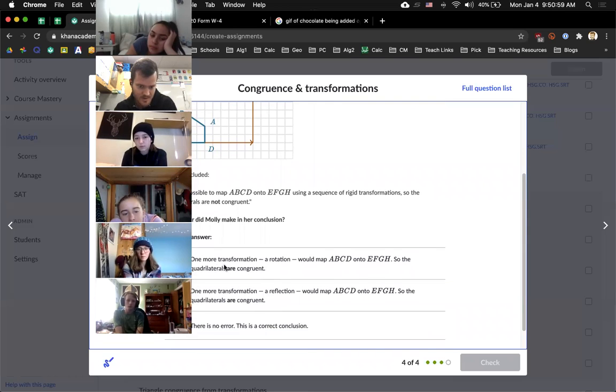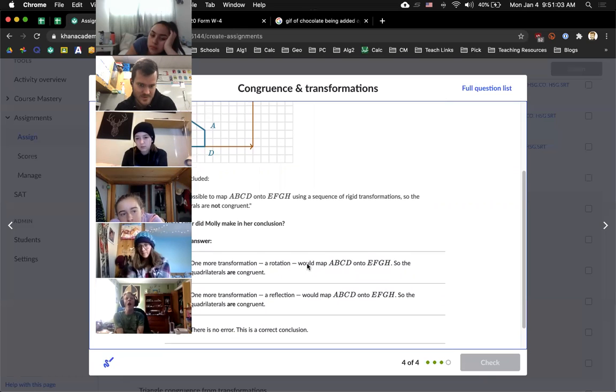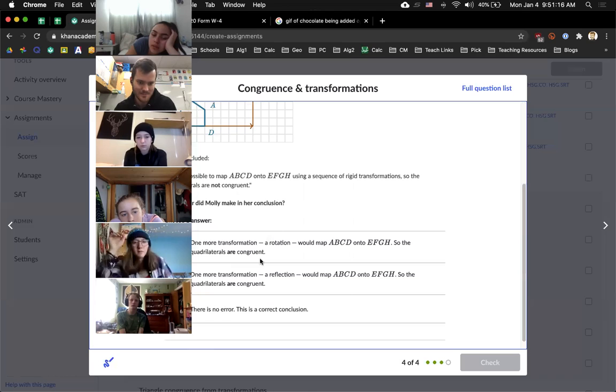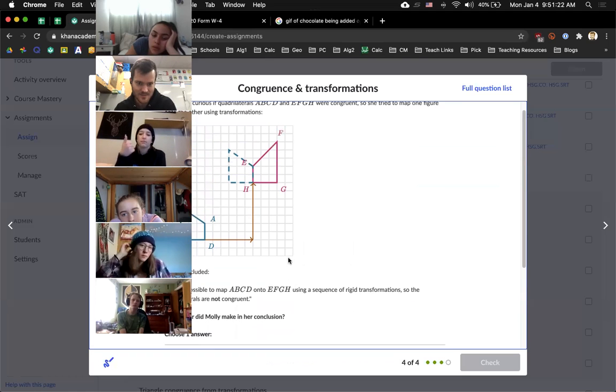Let's read A. One more transformation, a rotation would map them. So they are congruent. So if you somehow rotate from this dashed line to this solid line, then they would be congruent. And most of you should be nodding your heads. No, a rotation from here to here won't work. B, one more transformation, a reflection would work. And hopefully you're nodding your head. No, that doesn't work.